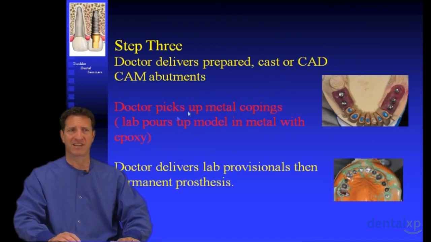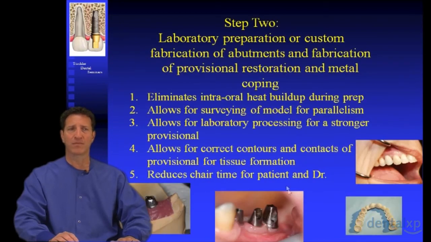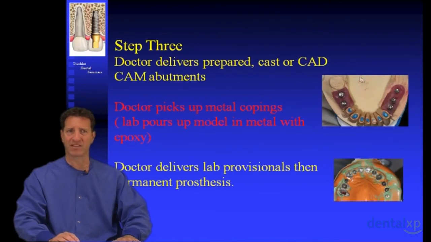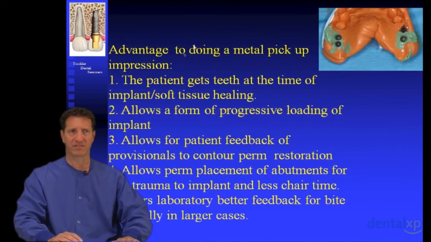Step 3 is the doctor picks up the metal copings. What I do in my practice is when the laboratory prepares these abutments, I have the laboratory give me metal copings on these abutments. At the second appointment after uncovery, I'm going to deliver these prepared abutments, either stock abutments, CAD/CAM abutments or cast abutments. I'm now going to deliver a provisional and pick up metal copings. I'll show you this in a minute if it's confusing you.